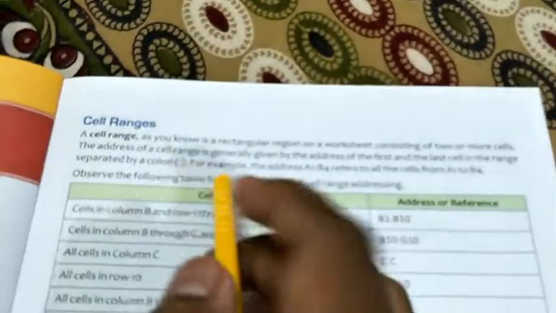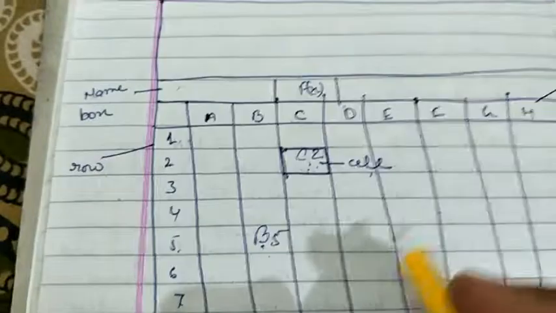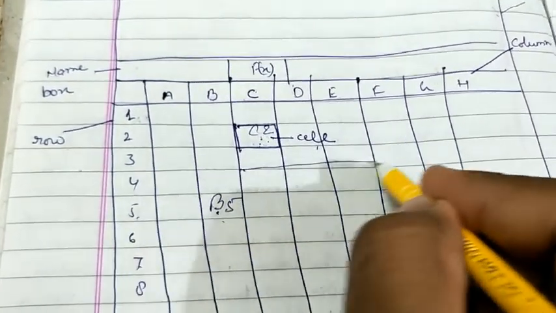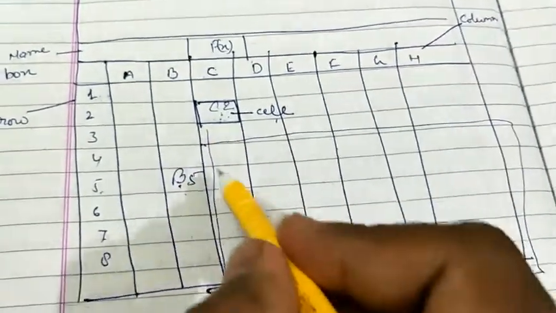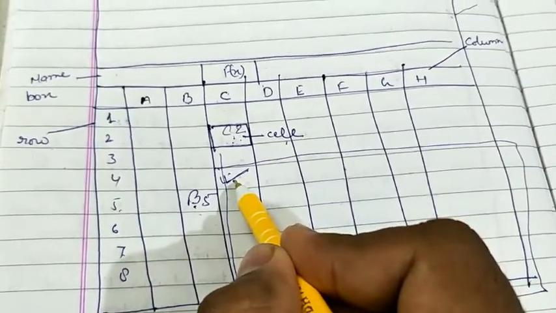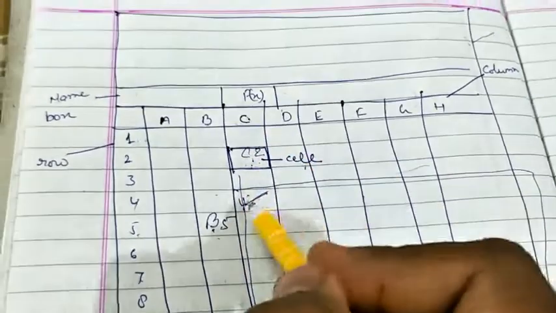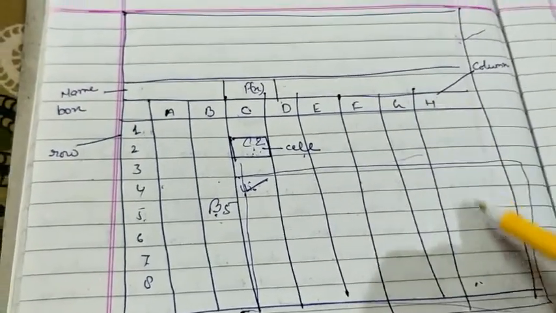Now see the next topic, cell ranges. Now what is cell ranges? Understand it. Suppose that you have selected an area with the help of mouse from here to there. Okay, then what is the address of first cell of this selected area? That one is C4. And what is the last address? This one, H9.